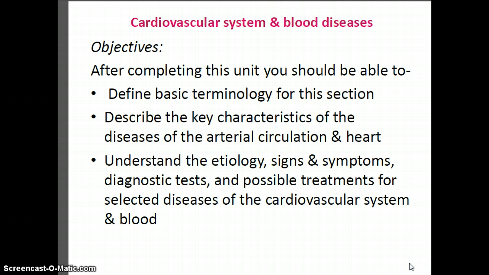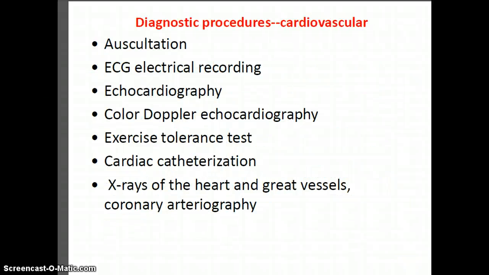Here are the objectives that I have for this section for you. Again, you can read it, but you should be able certainly to know basic terminology. Hopefully you remember it from medical terminology and other courses you've had. Describe key characteristics of the diseases of the arterial circulation and the heart, and also some genetic diseases such as sickle cell anemia that involve the cardiovascular system. And then the diagnostic tests, etiology, signs and symptoms for various diseases as well.